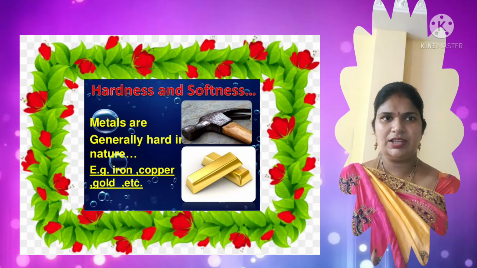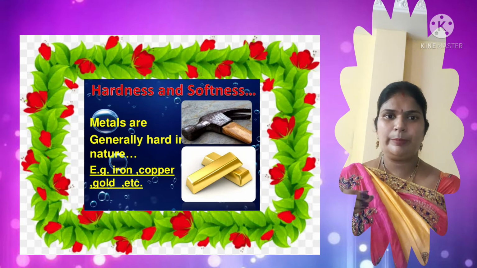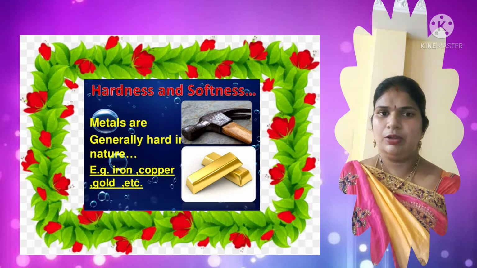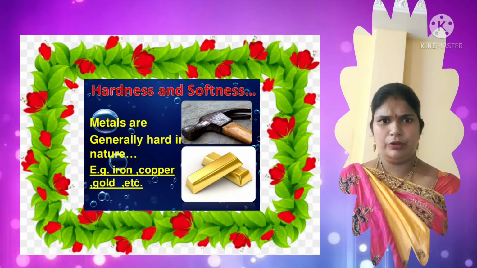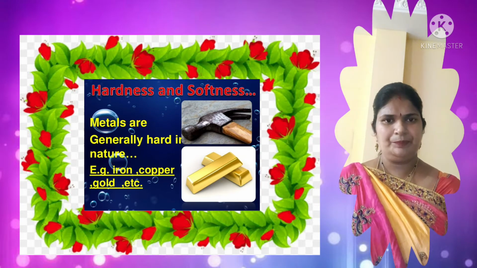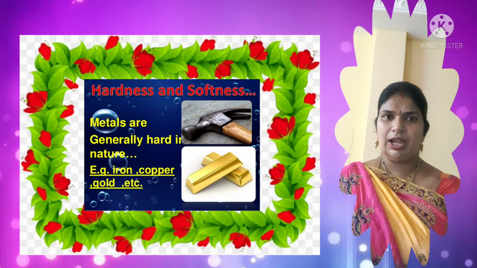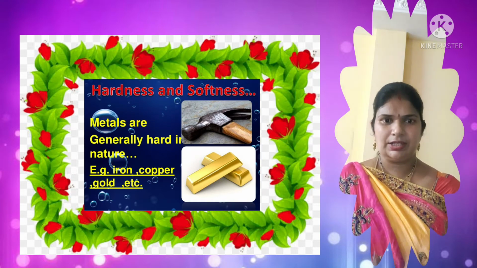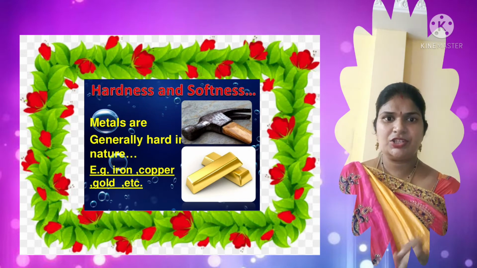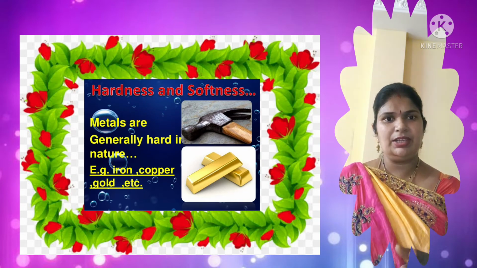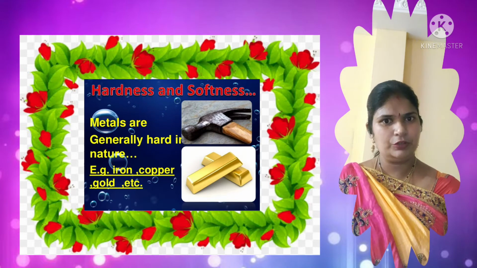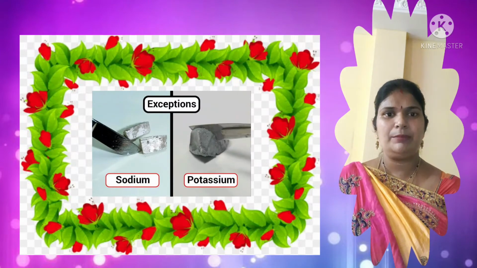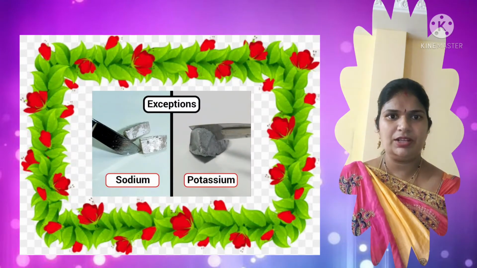Then the next one is hardness and softness. Few metals are hard in nature; maximum all the metals are hard in nature, like iron, copper, gold, aluminium, etc. In the same manner, we have one exception about the hardness. That is, few metals are soft. That is, they can be easily cut with a knife, like for example sodium and potassium. Do you understand?